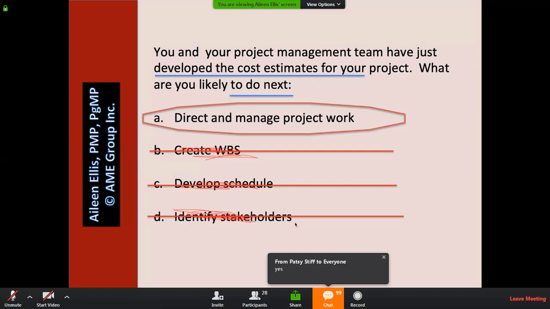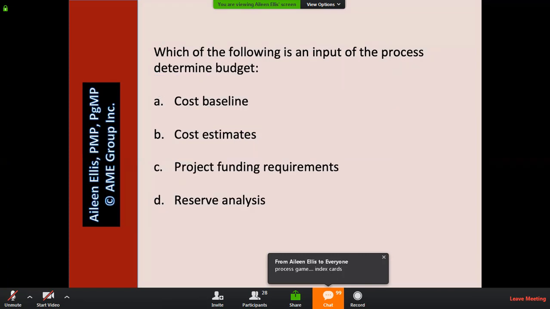Again, how would you know this answer? It's by studying page 25 of the PMBOK guide. In my video called Process Game, I tell you to just use index cards to really understand the sequence of these processes. Which of the following is an input of the process determine budget?